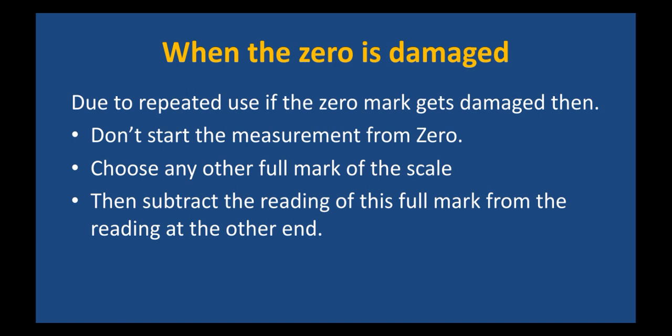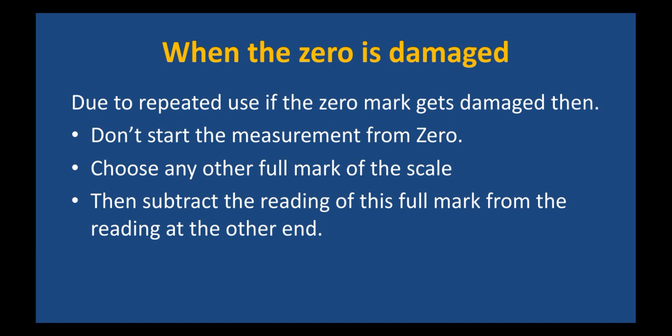Then what will you do if you cannot start from zero? Instead of starting from zero, choose any other full mark of the scale. Look for the other markings on the scale. There will be a marking which is full and extremely proper. You choose just any one marking which is not erased and not damaged.